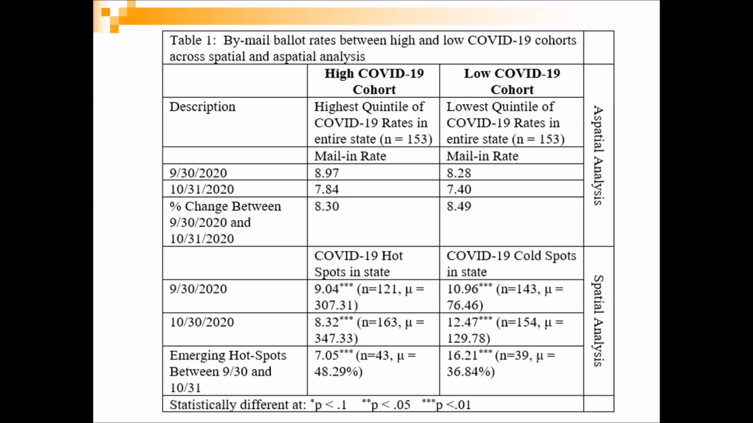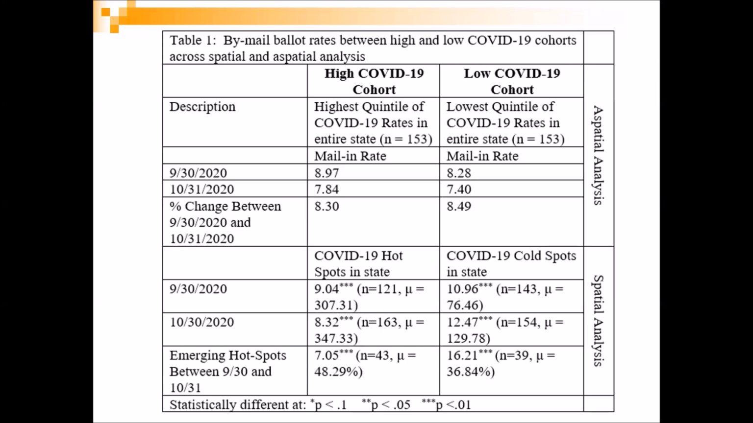The way I signify it is with these little stars. I ran this little tool, and instead of saying p-values, I just say the p-value is less than 0.01. You can see I am 99% sure that COVID rate by-mail rates are statistically different. The sample sizes are a little bit different because I had 143 cold spots and 121 hot spots, and then a month later I had 163 hot spots and 154 cold spots.